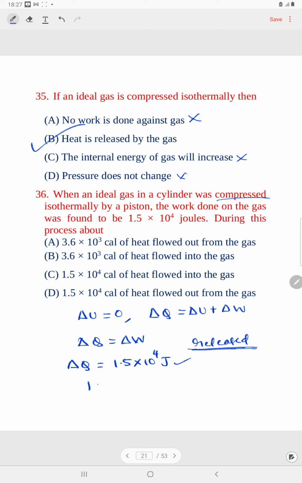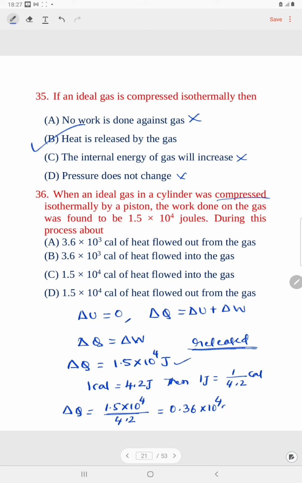We must know that 1 calorie is equal to 4.2 joule. Then 1 joule is equal to 1 by 4.2 calorie. Okay, you want to convert the heat from joule to calorie, then 1.5 into 10 power 4 joule will be divided by 4.2. This is going to become 0.36 into 10 power 4 calorie, or I can write 3.6 into 10 power 3 calorie of heat, which will be option A.